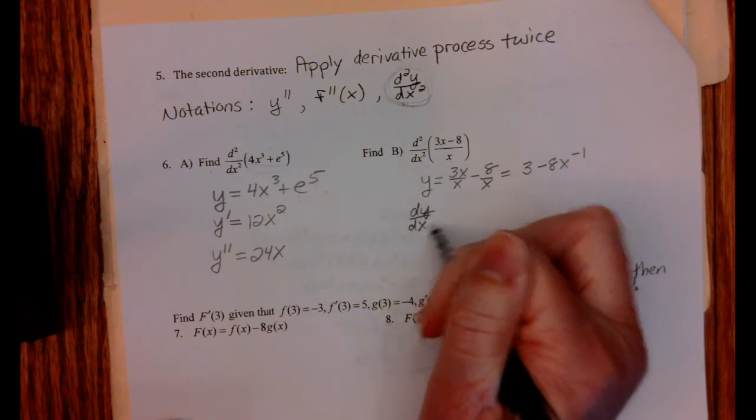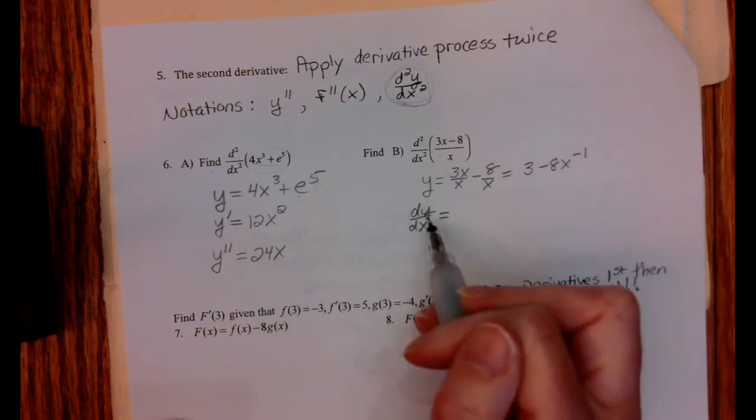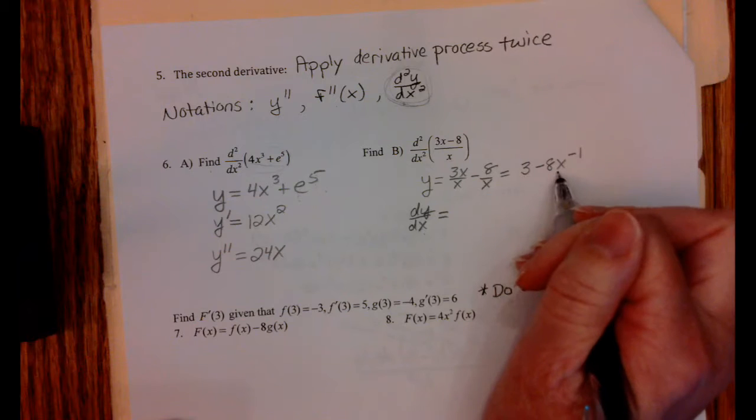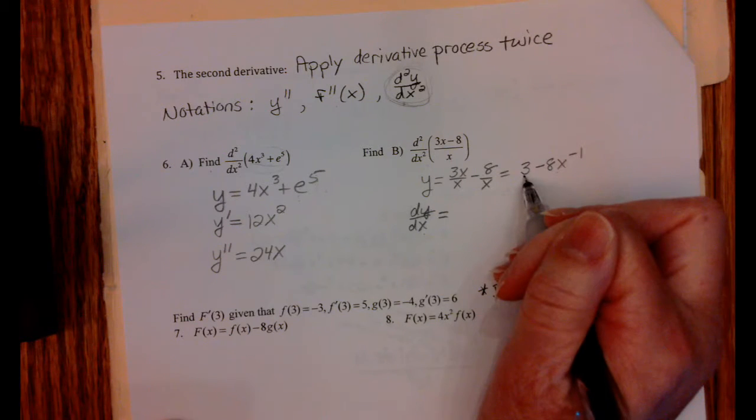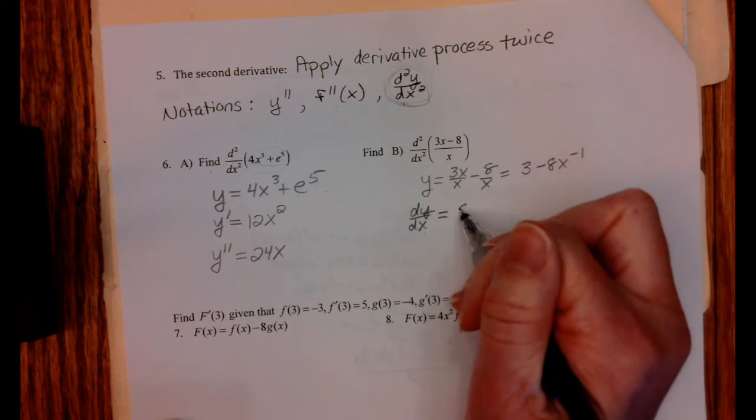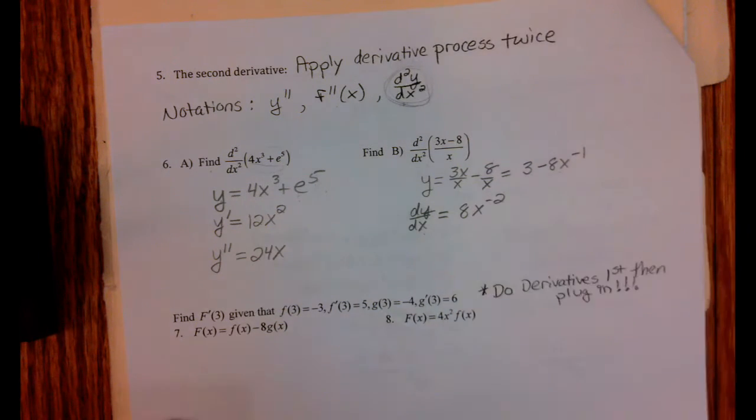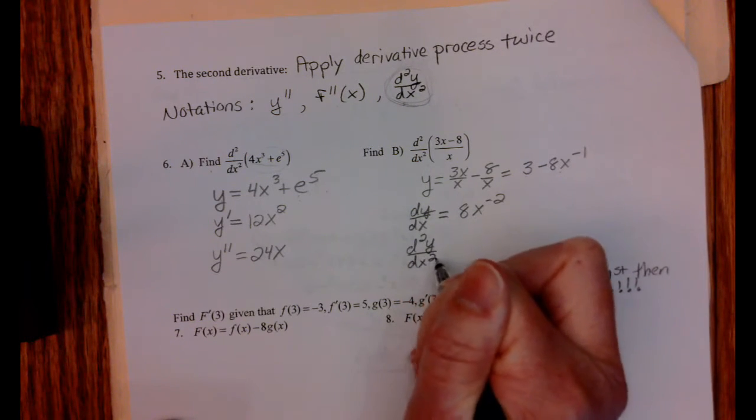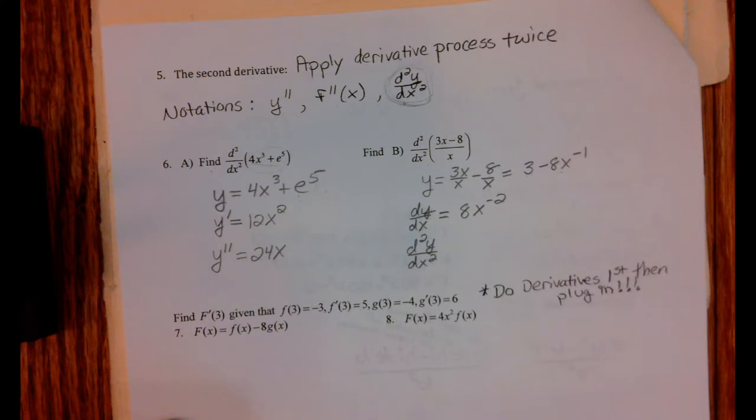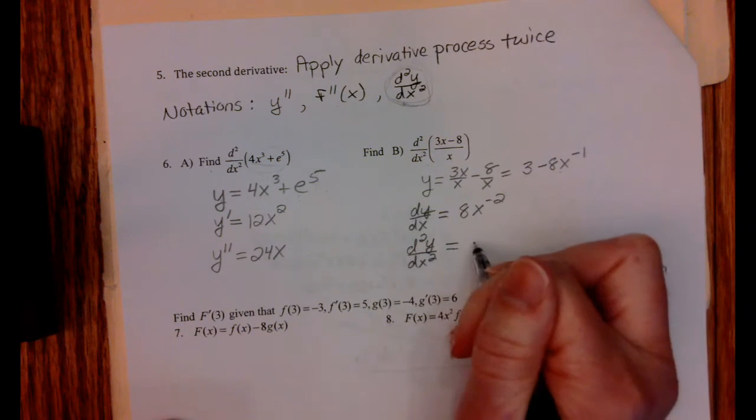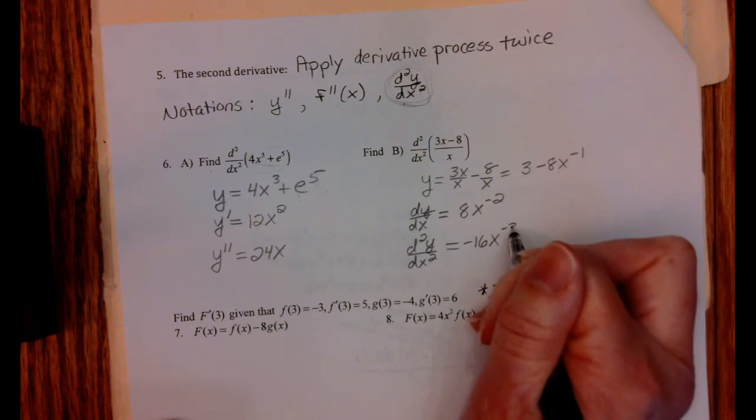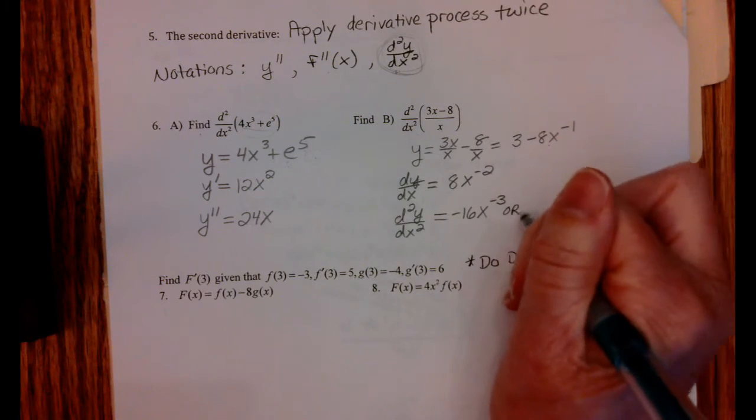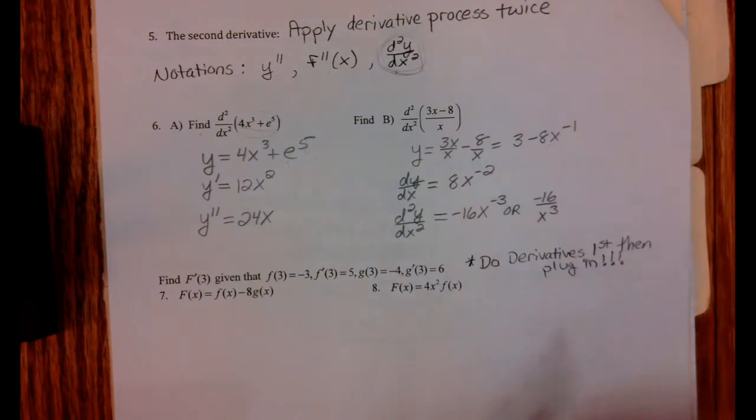And as far as notation goes, I'm going to change it up a little bit here and say I can use dy/dx or I can use y prime. So if I take the derivative of this expression right here, the derivative of 3 goes to 0, and then this becomes positive 8x to the negative 2. For my second derivative, again, notation is key where you put the 2's to indicate I'm doing a second derivative. And then negative 16x to the negative 3 would be its second derivative using the power rule, or could be written as negative 16 over x to the third.